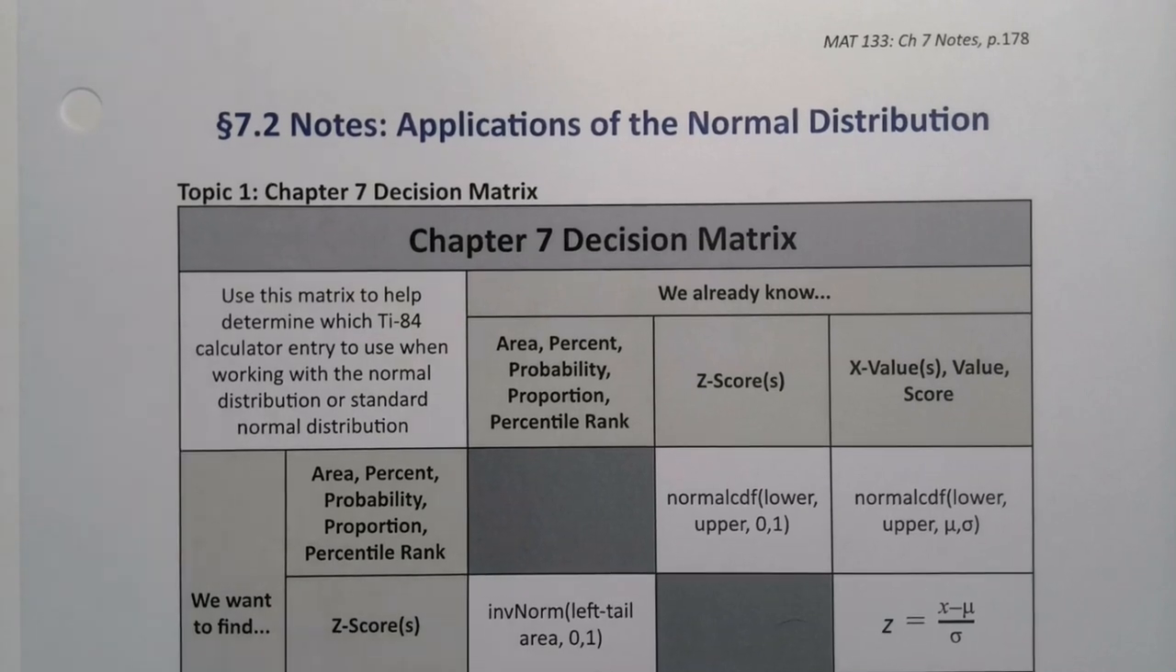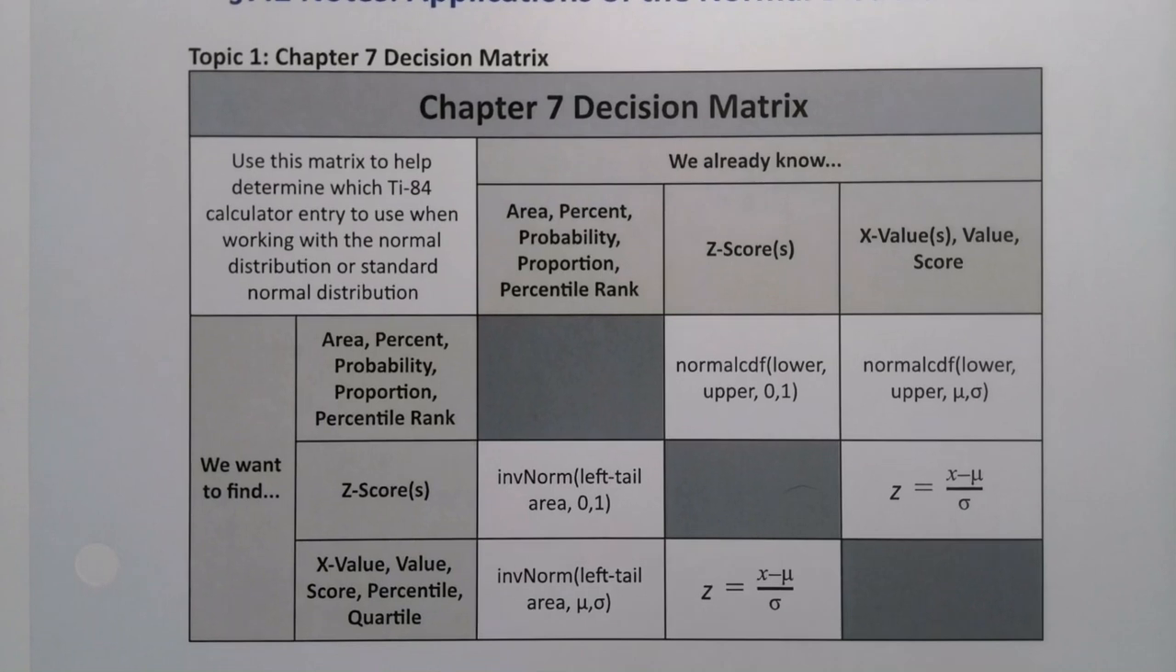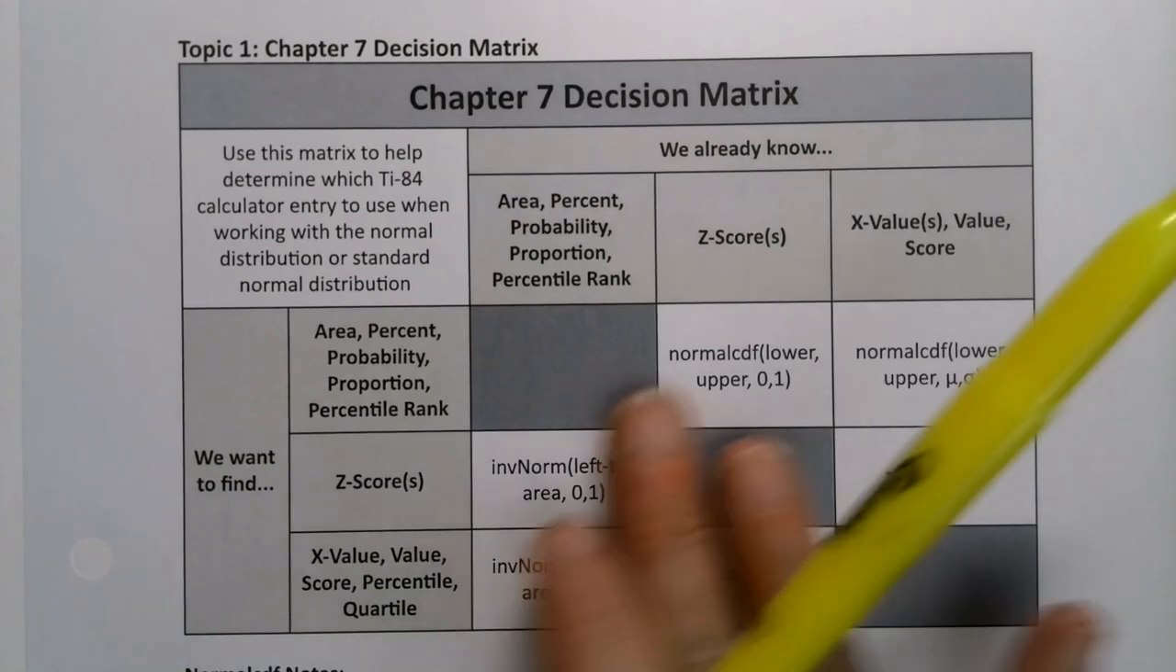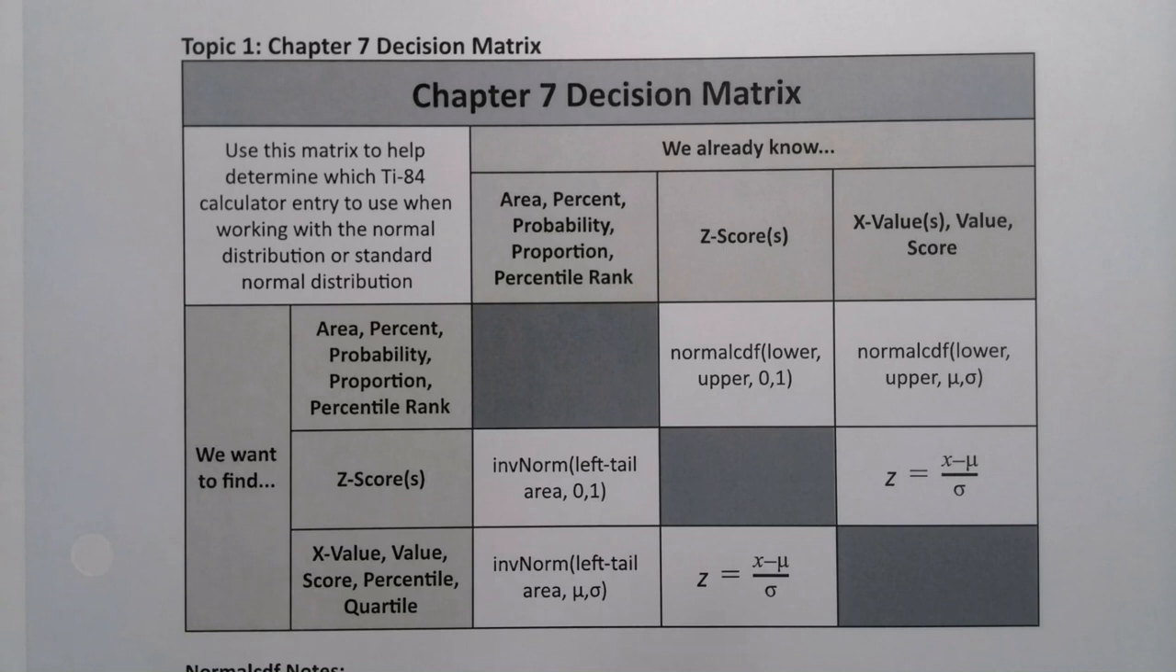In section 7.2, we're going to learn how to find those probabilities that were magically given to us in section 7.1. And to do that, we're going to keep a close hand on this decision matrix. This will help us through the whole of section 7.2. It's really confusing right now, but it actually will be really helpful as we go through these problems. So you want to keep it on hand.